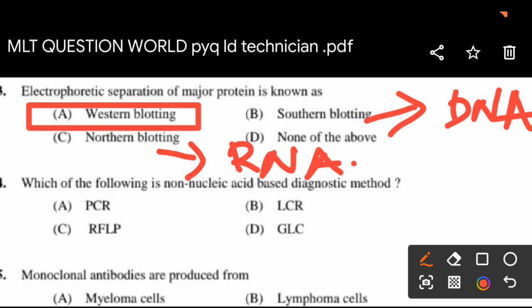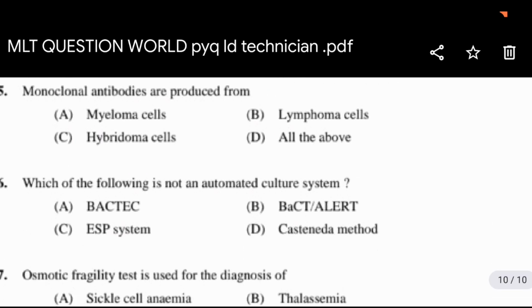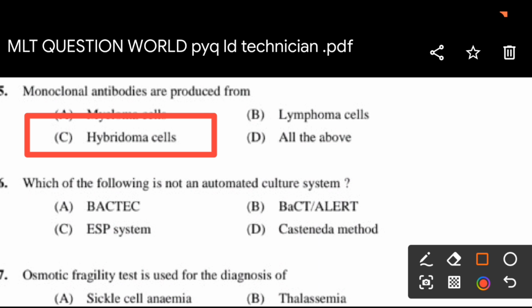Then, which of the following is non-nucleic acid based diagnostic method? PCR, LCR, RFLP, GLC. The right answer is GLC or gas liquid chromatography. Then, monoclonal antibodies are produced from myeloma cells, lymphoma cells, hybridoma cells, all the above. Monoclonal antibodies are prepared from hybridoma cells.